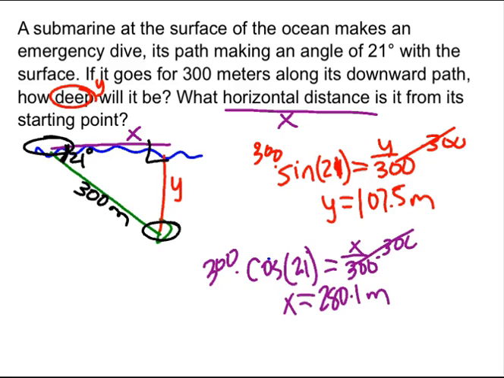Well, I solved for the depth in the red with y. I solved for the horizontal distance in the purple with x. And so if you're doing the depth first, you have to use sine. Sine of 21 equals y over 300. You should get y to be 107.5 meters. Now, I assigned y to be the depth. What I want to then clarify is how deep does it go? It goes 107.5 meters deep.